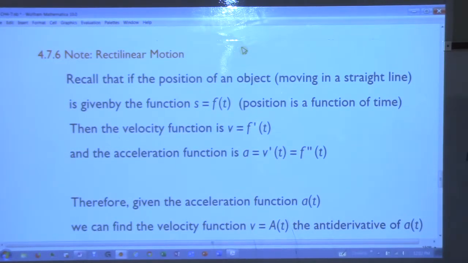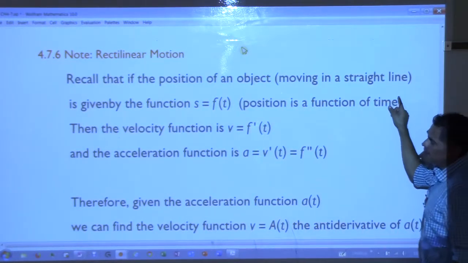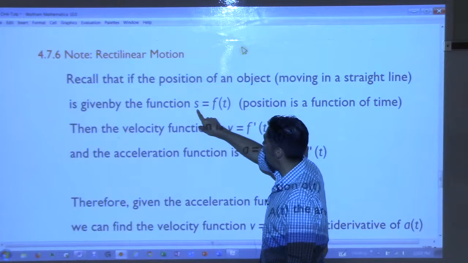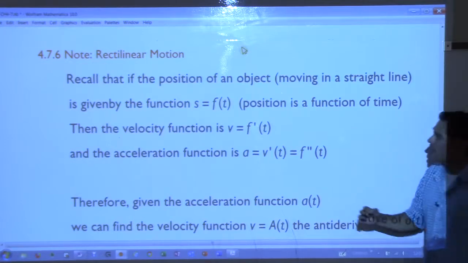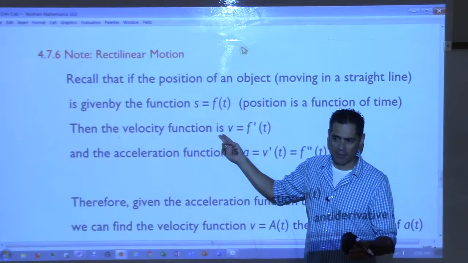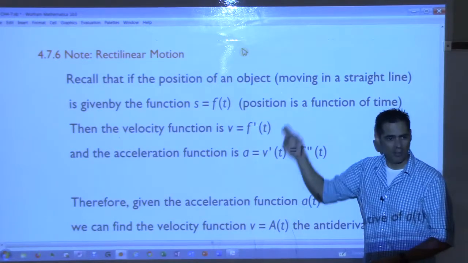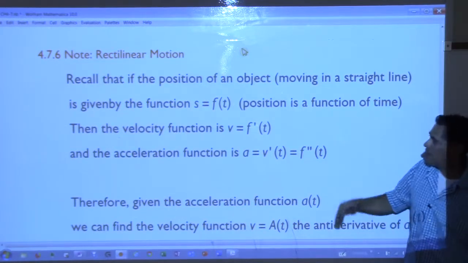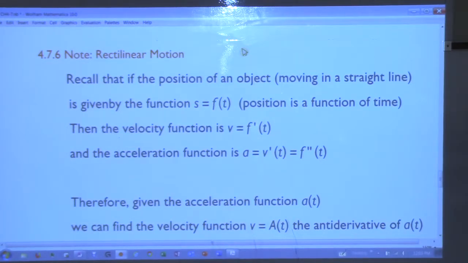So remember from Cal 1 that if you have the position of an object moving in a straight line and that it's given by some function, in this case we'll call it s is the position, is some function of time. So that tells you where an object is at every point in time, all right? Then the derivative of that position function is the velocity function. This is a Cal 1 thing. And then the derivative of the velocity function is the acceleration function. Does that seem familiar from Cal 1? Okay, that's what you should have seen. So if you haven't seen that, maybe you come by my office and we can talk about it. But here I'm assuming you know that.